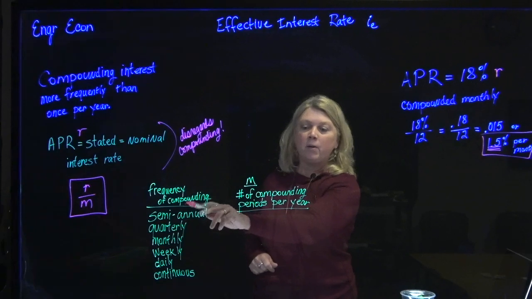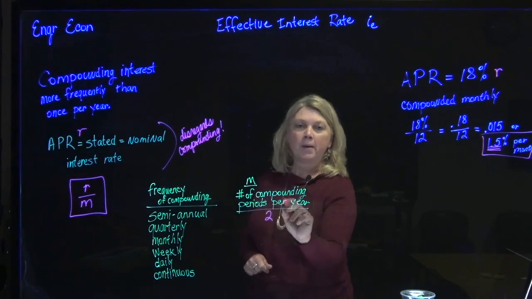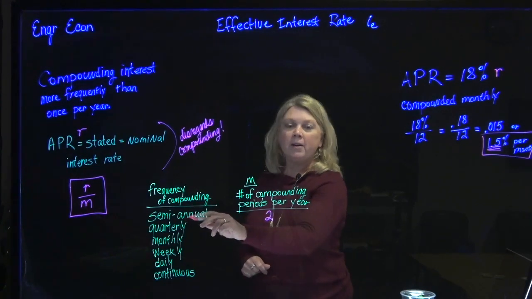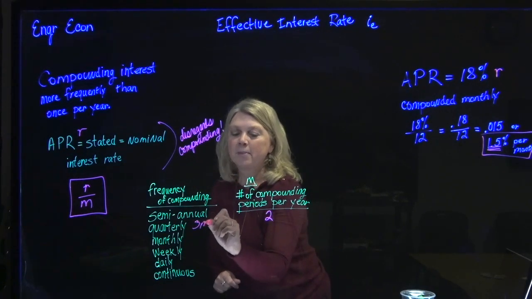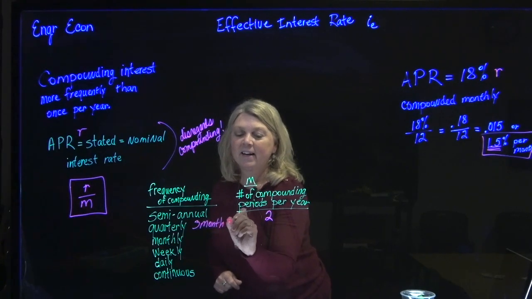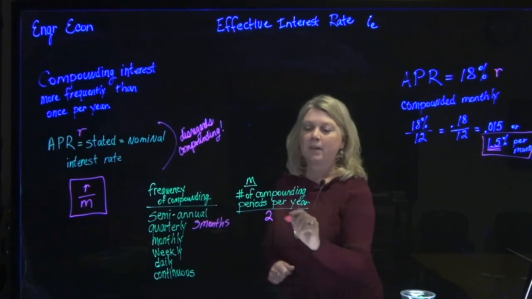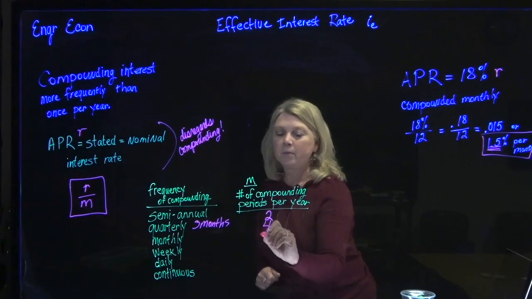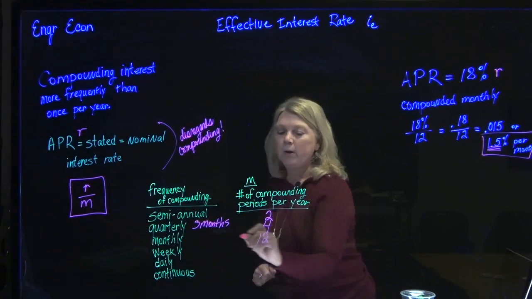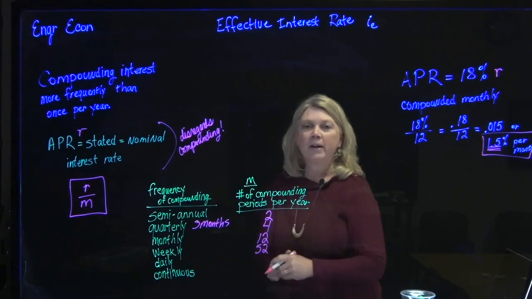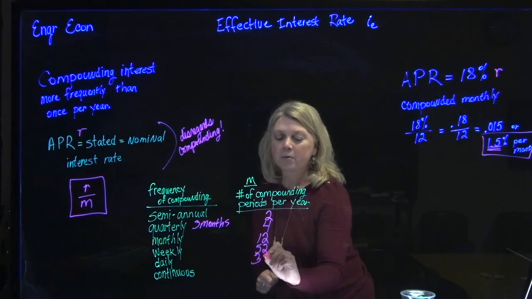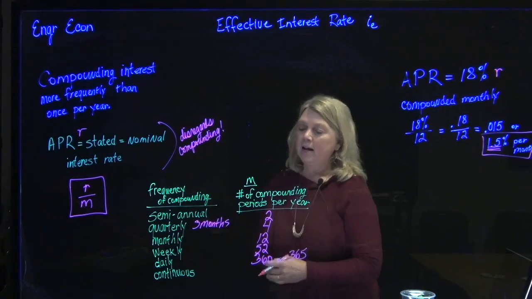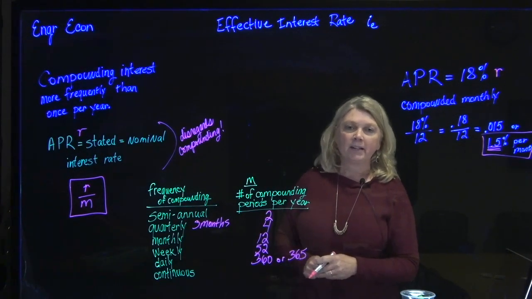Semi-annual compounding would be twice per year, right? 2 compounding periods if it's semi-annual compounding in this scenario. Quarterly, remember a quarter is 3 months long, right? And how many quarters are there in a year? 4. Each one is 3 months long. If the problem gives monthly compounding, we know that there are 12 months in a year. Weekly would be 52 weeks in a year. Daily can be either 360 or 365. And continuous, that's another formula we'll get to in just a minute.